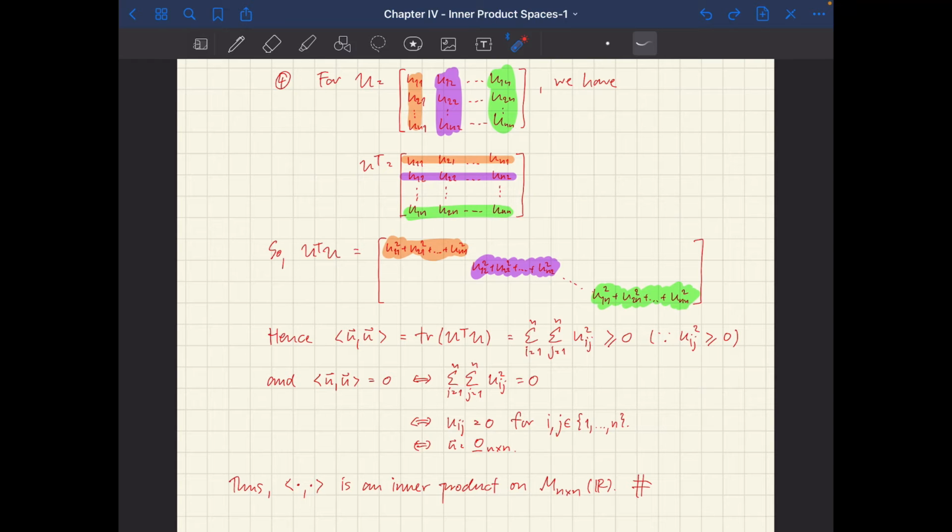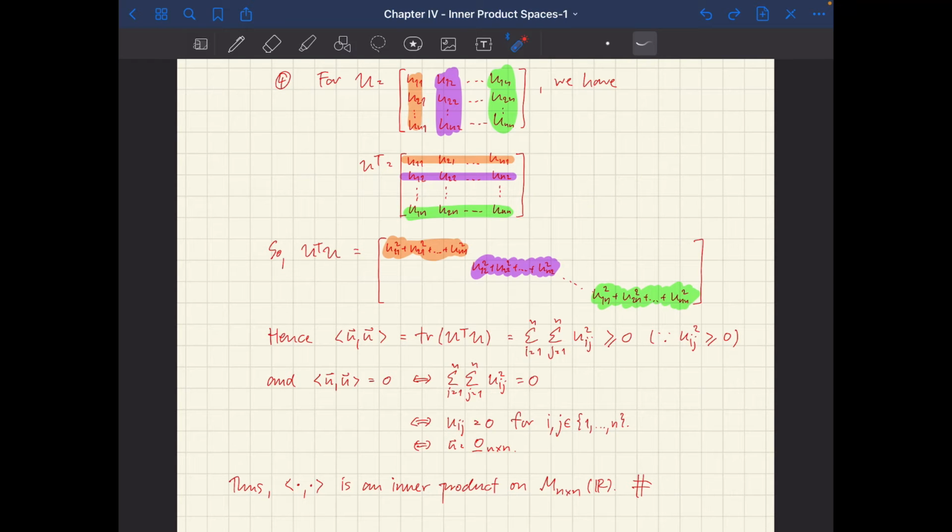It means that the trace of this matrix is the sum of the squares of each entry, right? And this is greater than or equal to 0 because each component is squared. Okay. And next, for the equality part, the inner product of U with U is equal to 0 if and only if this term is equal to 0, right? And because this is the sum of squares, we can conclude that each term is equal to 0.